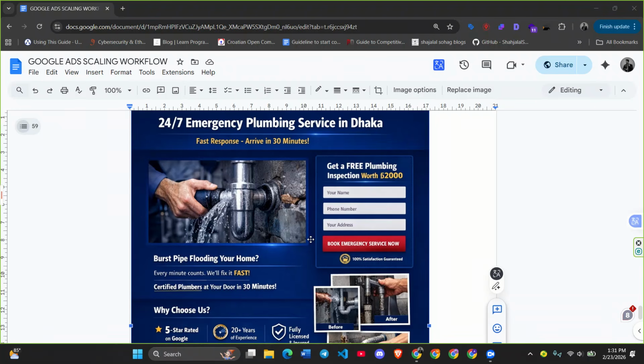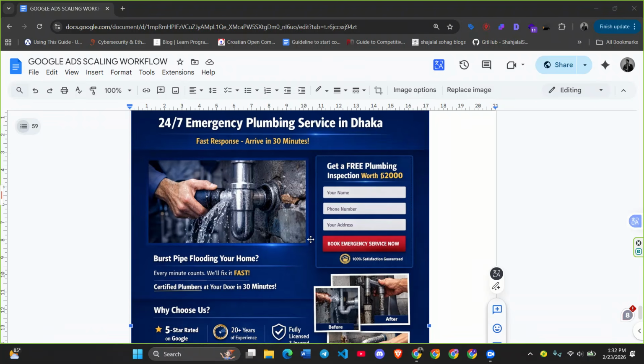Without a dedicated page, you face a lower Quality Score, higher CPC, lower conversion rate, and poor scaling. But with a dedicated page, you get a higher Quality Score, lower CPC, higher CVR, higher ROAS, and easier budget scaling. So remember this rule always: traffic scaling without landing page optimization means you're burning your money faster.